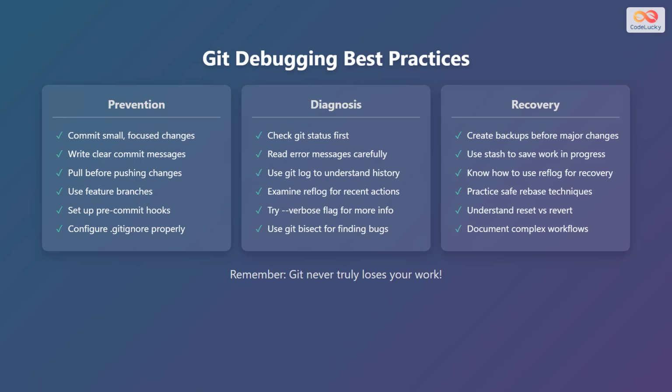For diagnosis, check the git status first, read error messages carefully, use git log to understand history, examine the reflog for recent actions, try the verbose flag for more info, and use git bisect for finding bugs. For recovery, create backups before major changes, use stash to save work in progress, know how to use reflog for recovery, practice safe rebase techniques, understand reset versus revert, and document complex workflows. Remember, Git never truly loses your work.